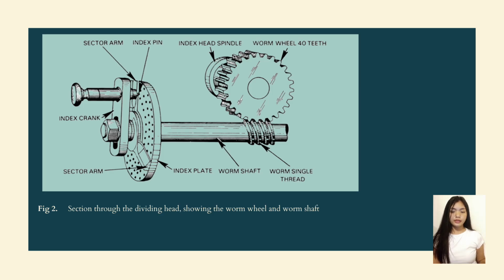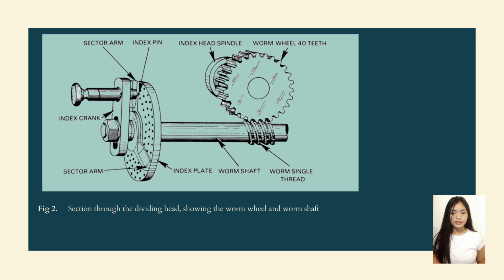So let us proceed to the image. The image shows a cutaway diagram of a dividing head, a device used in machining to accurately divide a workpiece into equal parts. The first is the index plate, the circular plate with holes used for indexing. Index pin, the pin that engages with the holes on the index plate. Index crank, the handle used to rotate the index plate. The sector arm, the arm that connects the index crank to the index plate.